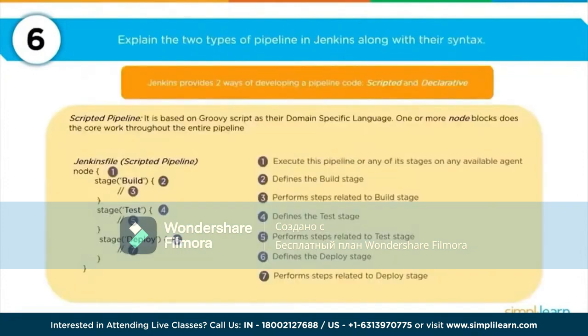Working with Jenkins, you're going to be asked to explain the two types of pipeline used in Jenkins along with the syntax. A scripted pipeline is based on Groovy script as the domain-specific language for Jenkins. There are one or more node blocks that are used throughout the entire pipeline. On the left-hand side, you can see what the actual script would look like, and the right-hand side shows what the declaration for each section of that script would be.